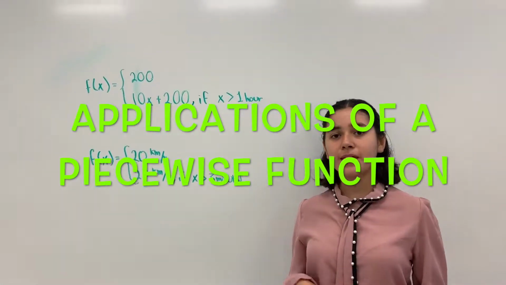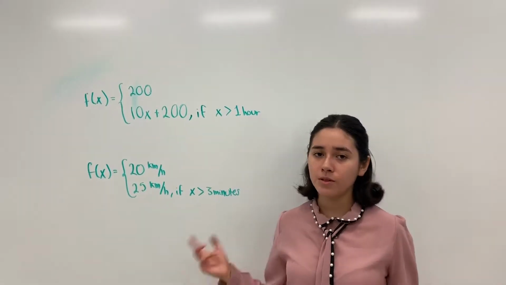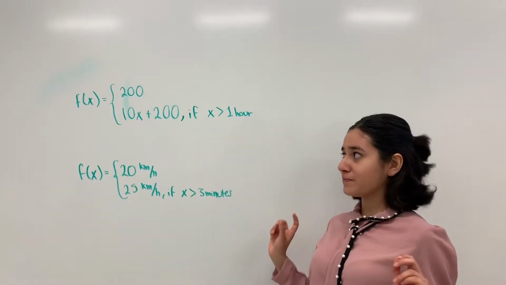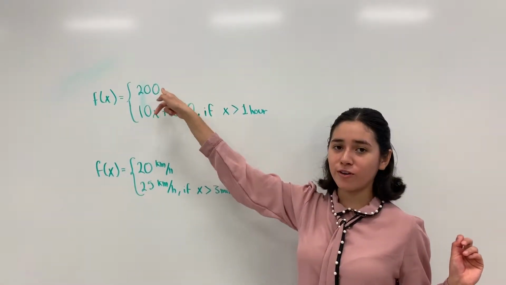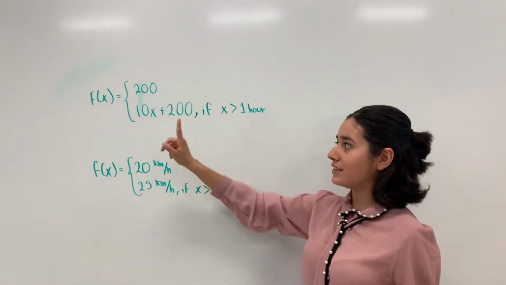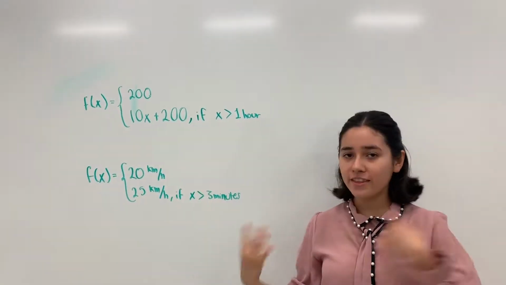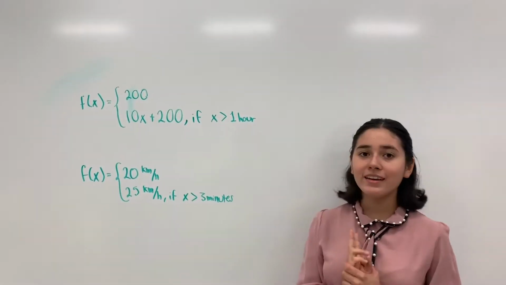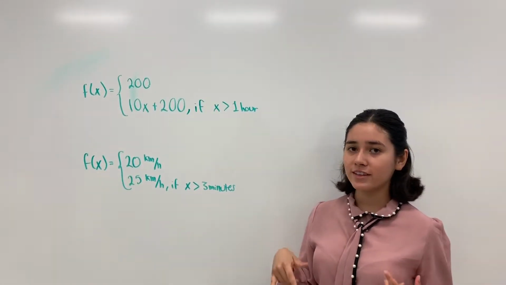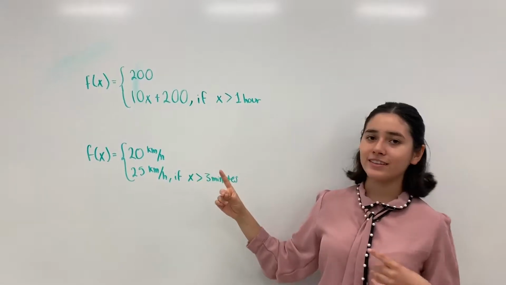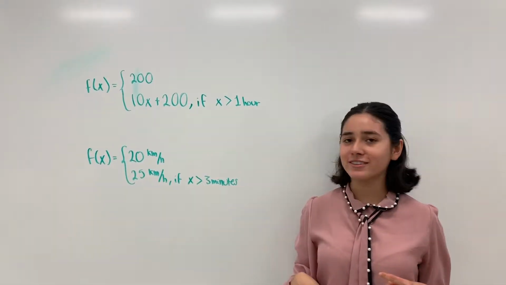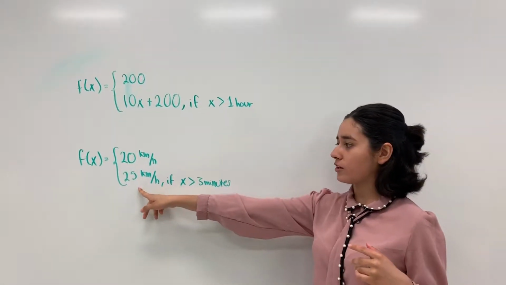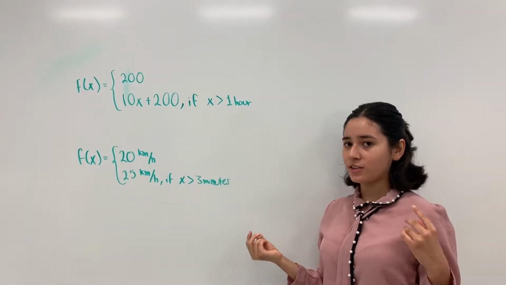So piecewise functions can be applied to calculate the value of something when it has restrictions or variables that affect its constancy. For example, you pay 200 pesos for going to skate, and you pay 10 more pesos for every minute you stay there after your schedule. In this case, it's 1 hour. Another example is a motorized car programmed to drive at a speed of 20 kilometers per hour and to accelerate to 25 kilometers per hour after 3 minutes have passed.